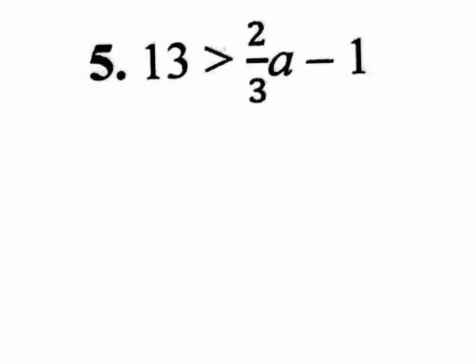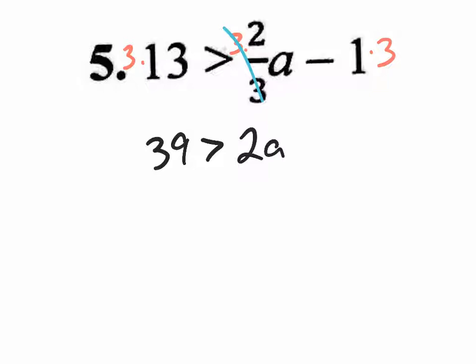Number 5, let's get a by itself on the right side. I want to get rid of the fraction, so I multiply everything by what? 3. Times 3, times 3, even the 1 times 3, everything by 3. 3 times 13 is 39. Greater than symbol stays. The 3's cancel out. I have 2a left over, minus 1 times 3 is 3.